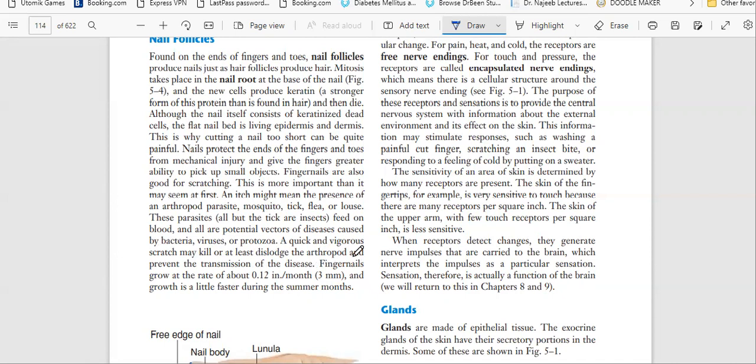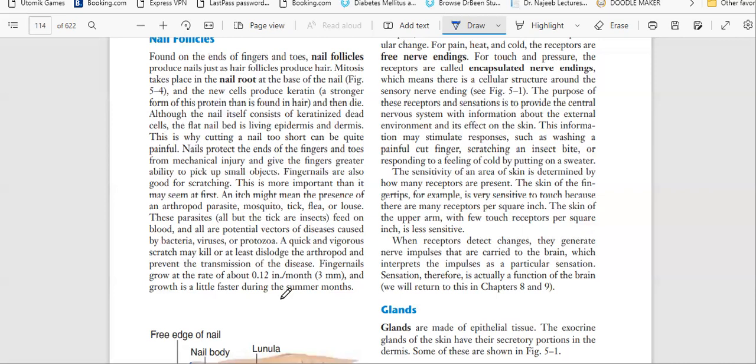So basically, scratching is also a natural process. Whenever a mosquito bites us or a fly sits upon our body, we get itchy and we scratch. So it helps prevent those microorganisms and pathogens from entering our body. We scratch it and we give energy to that area to kill the pathogens.